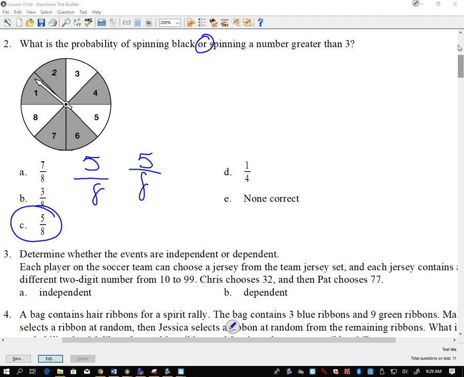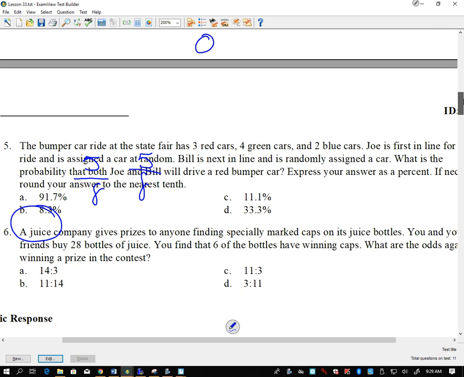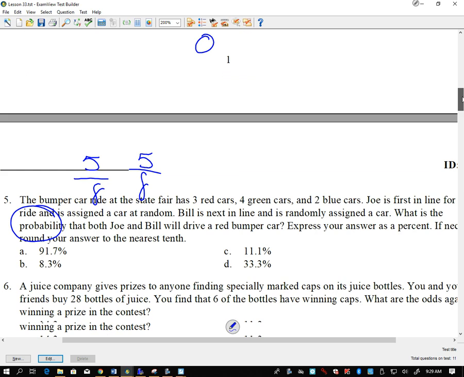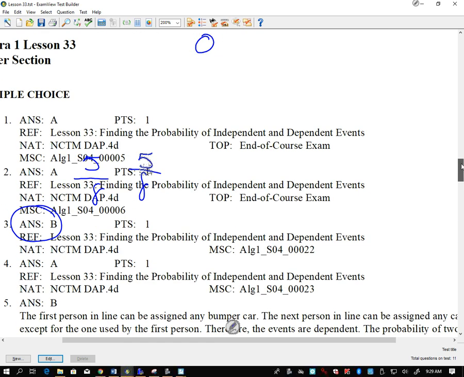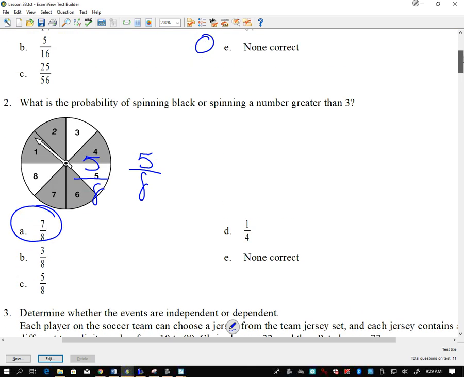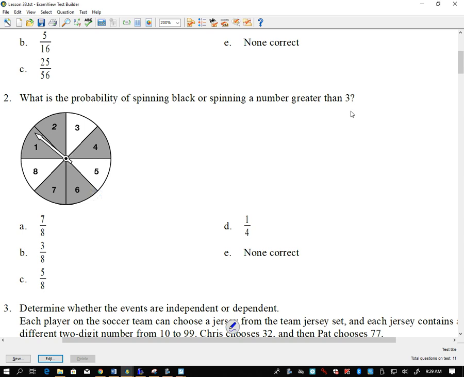I do want to check my answer key, to make sure I haven't told you anything wrong here. Number 2. 2 is A. Maybe I was wrong here. Nope, it says 2 is A. Okay, well, they're saying that. Let's take a look and see why. We said 5 eighths: 1, 2, 3, 4, 5. We had 5 eighths there, 5 eighths there.